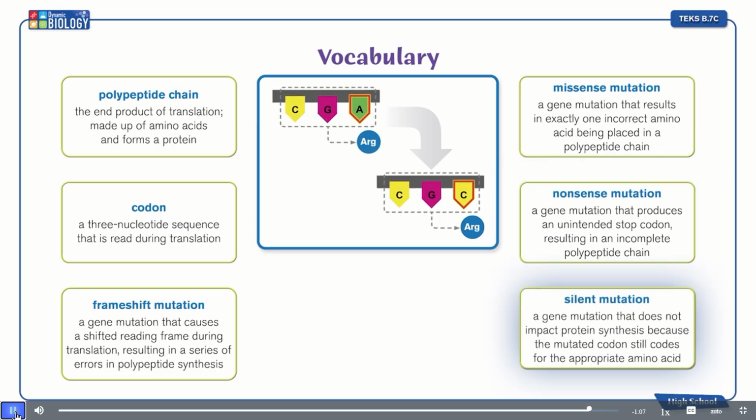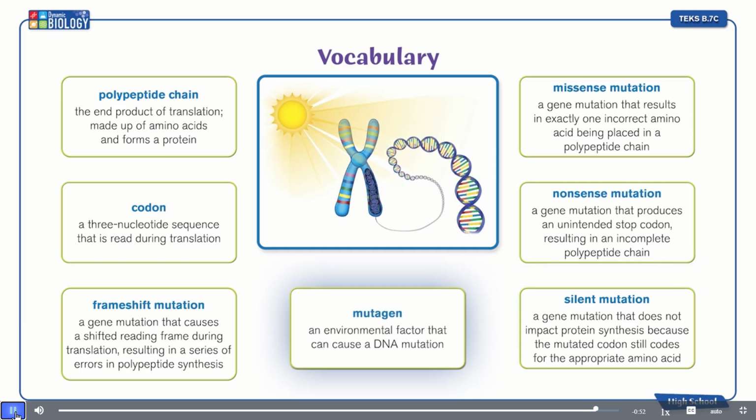A silent mutation is a gene mutation that does not impact protein synthesis because the mutated codon still codes for the appropriate amino acid. A mutagen is an environmental factor that can cause a DNA mutation. Tobacco smoke and the sun's ultraviolet rays are two of many examples of mutagens.